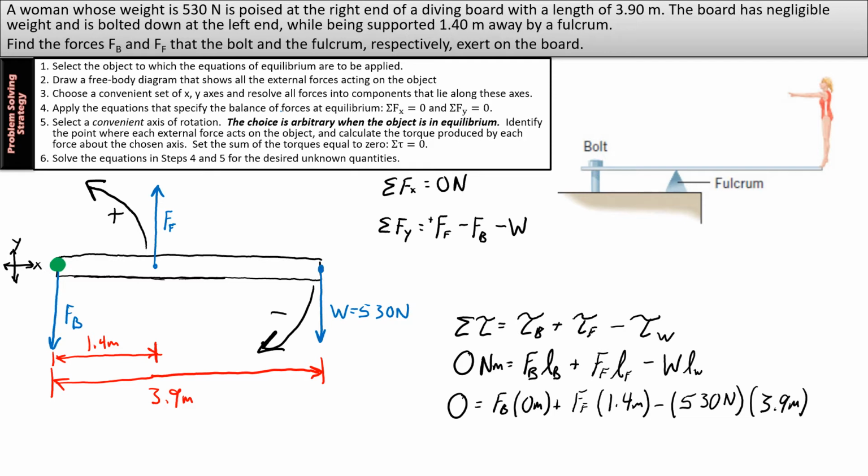There's a lot to keep straight here. This goes away, and you're left with 1.4 times the fulcrum force, and then the torque supplied by the weight is actually 2,067 newton meters. That's this torque in the negative direction.